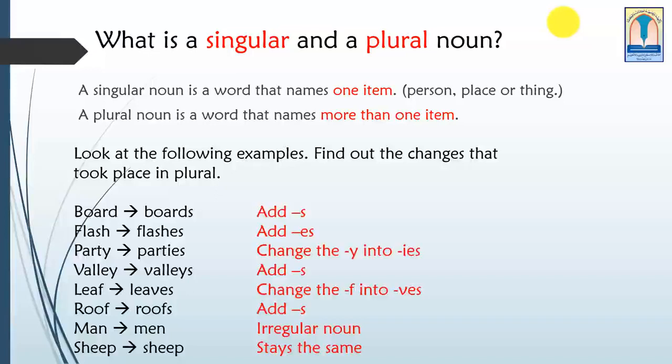In the first word, we added an S, whereas in the second, we needed an ES. Later on, we learned Y. In the third word, we dropped the Y. We changed it into IES, while in the fourth, we just added an S. In the fifth one, in leaf, we had to change the F into V, then added ES, while in roof, we just needed an S. Man was totally changed, whereas sheep remained as is.